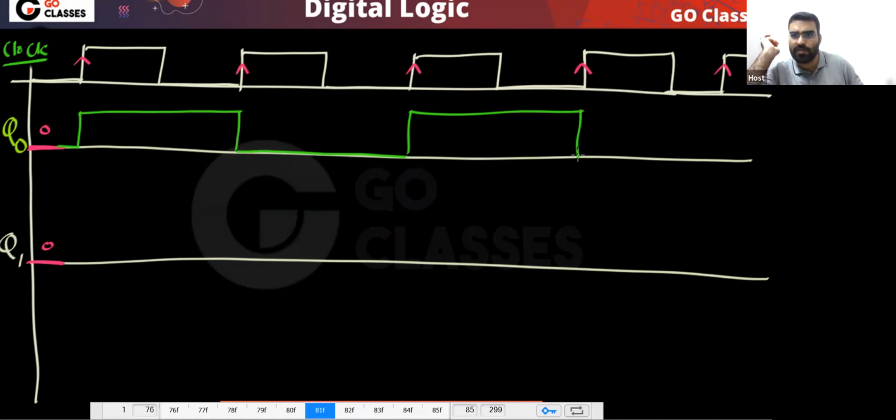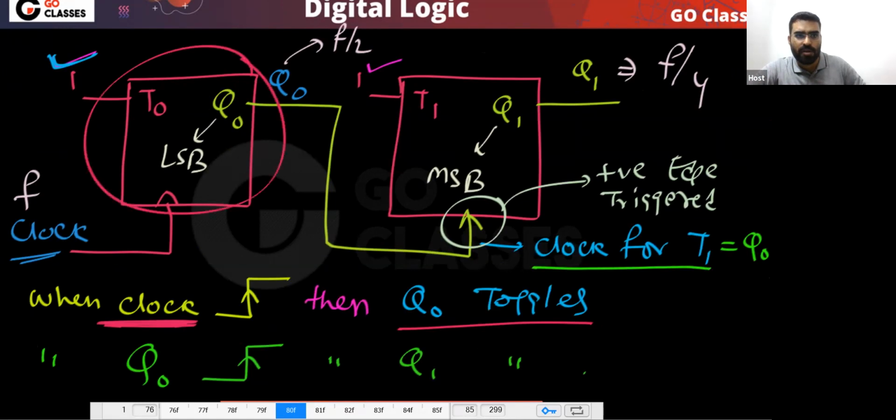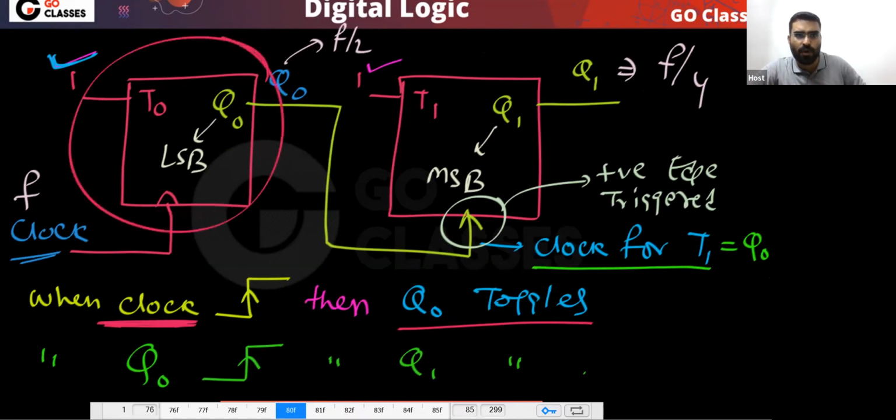With every rising edge, this will toggle. Now, this will happen with Q0, because you can notice that for every rising edge of the clock, Q0 will toggle. The reason is simple: the clock is applied on this flip-flop, and this flip-flop is positive edge triggered.